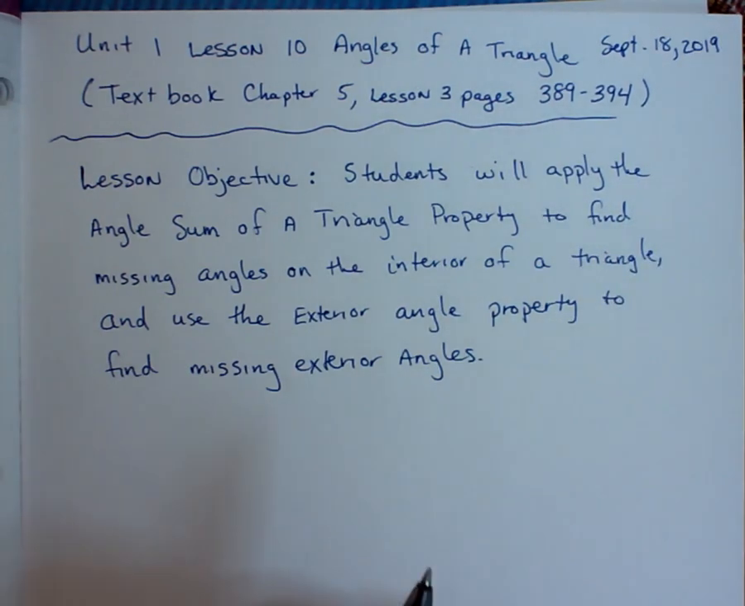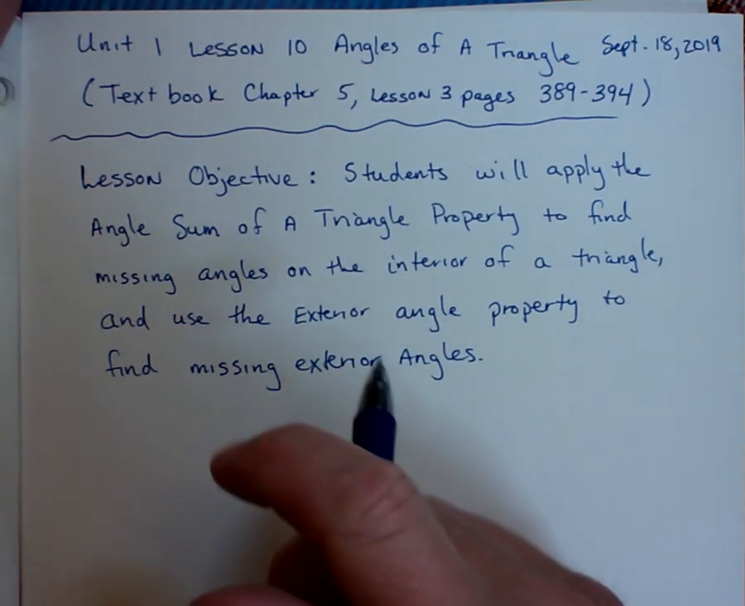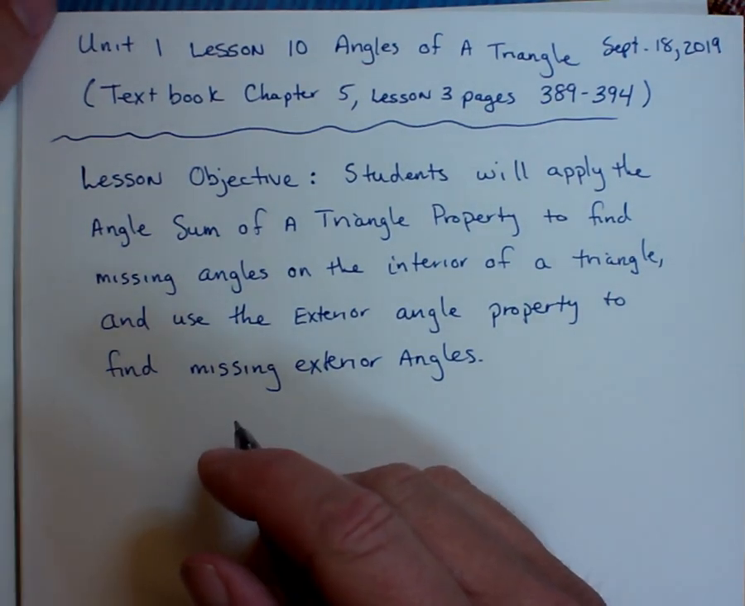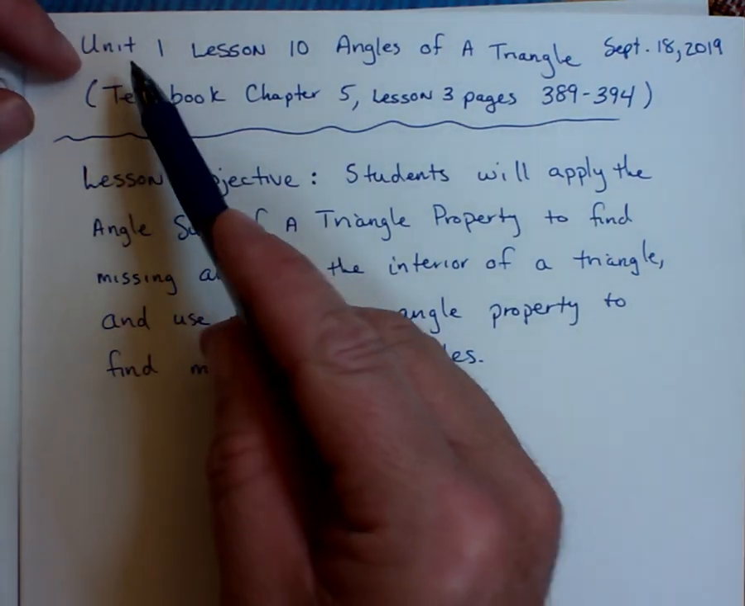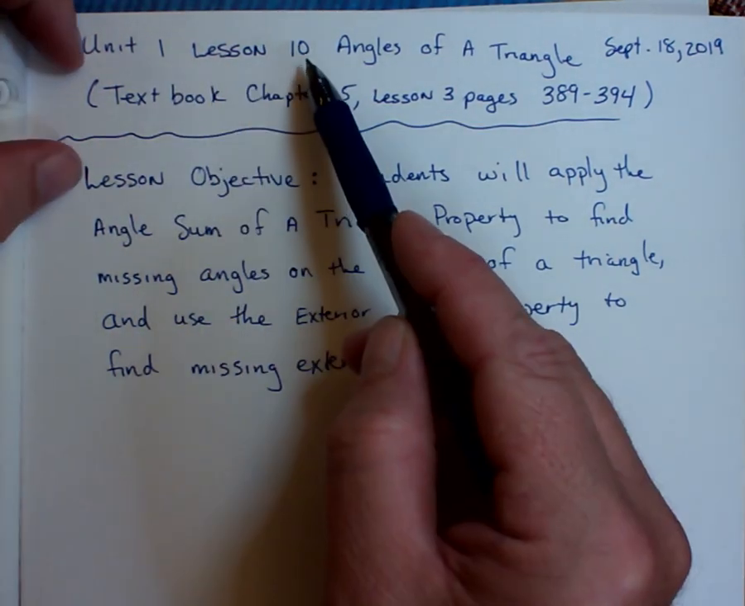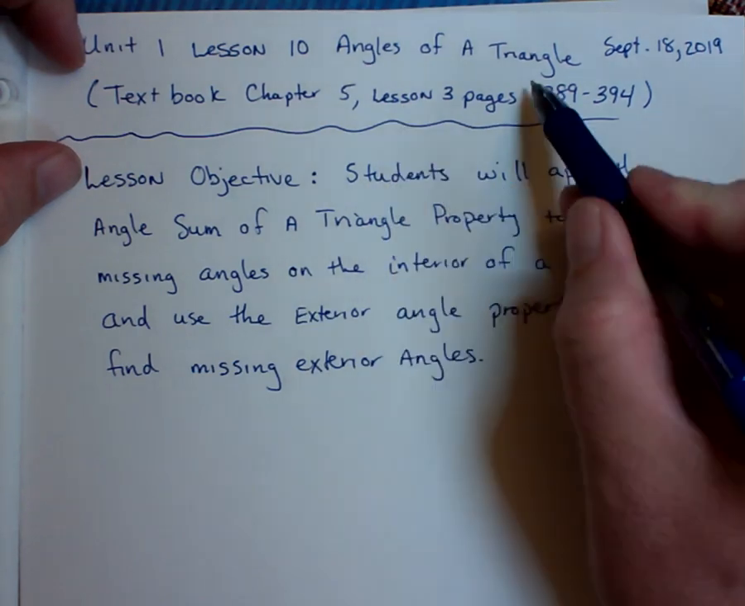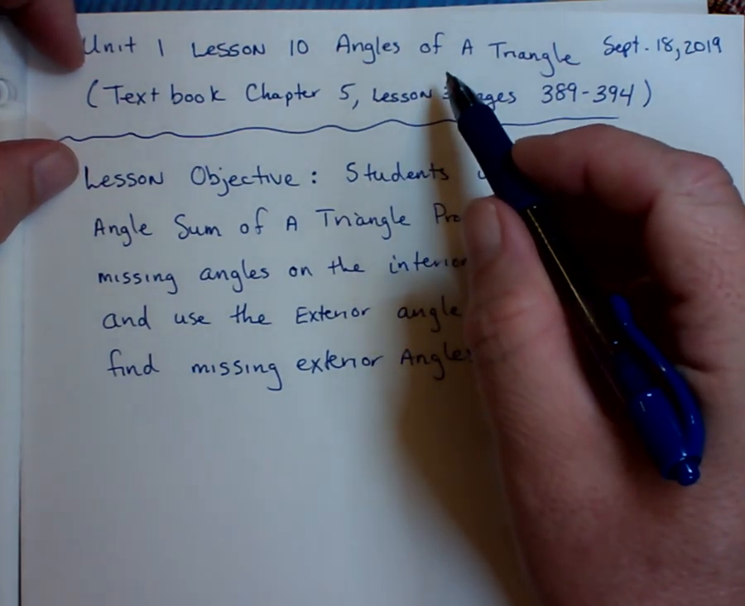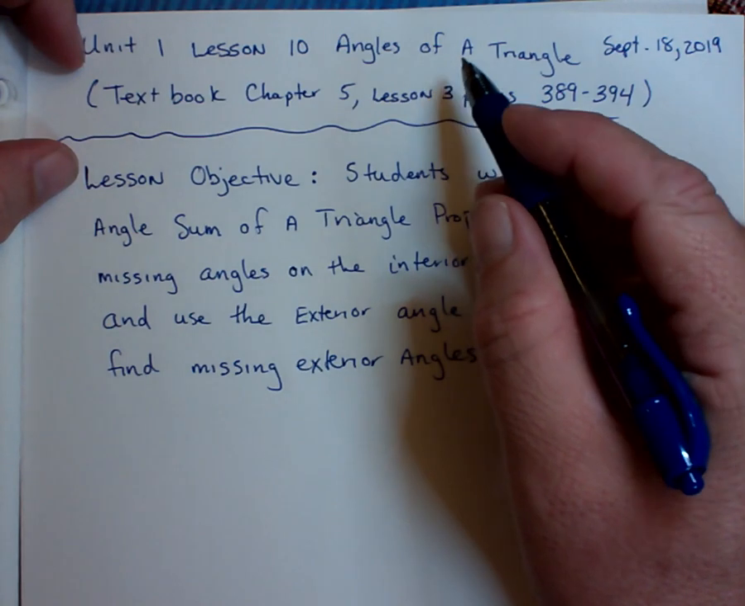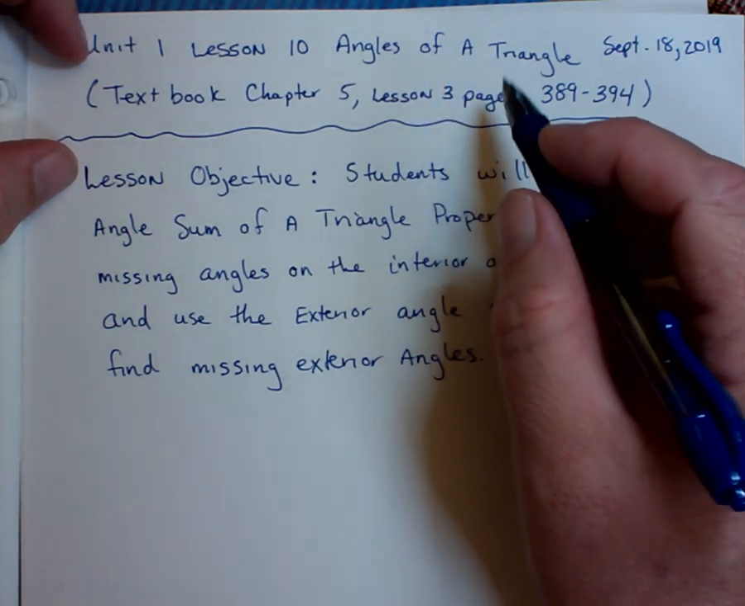And hopefully you've finished about 15 to 20 minutes of Khan Academy and you leveled up and you did all that good stuff. And now we're on to our lesson for the day, Unit 1, Lesson 10, Angles of a Triangle. So now we're still working with intersecting lines, and now we're forming a triangle out of them.